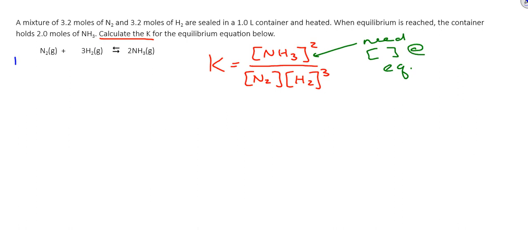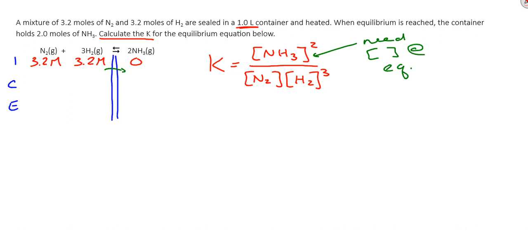So if I use an icebox, and it says that I have 3.2 moles. Now, in an icebox, you can use moles or you can use molarity. The key to this is that there's a liter. So I'm going to instantly go 3.2 molar and 3.2 molar. It doesn't tell me how much ammonia I start with, so I assume it's 0. Because it's 0, I know that my reaction is going to be moving to the right.